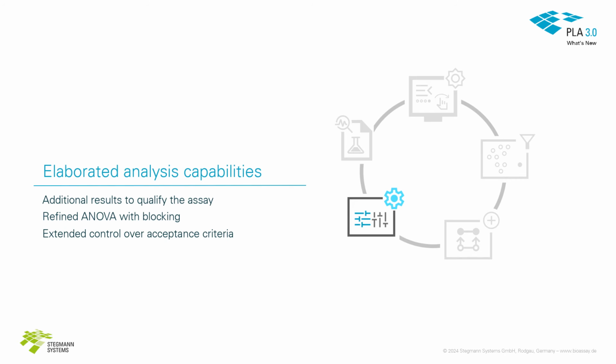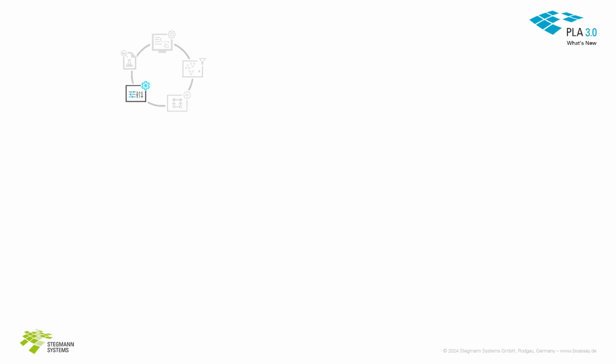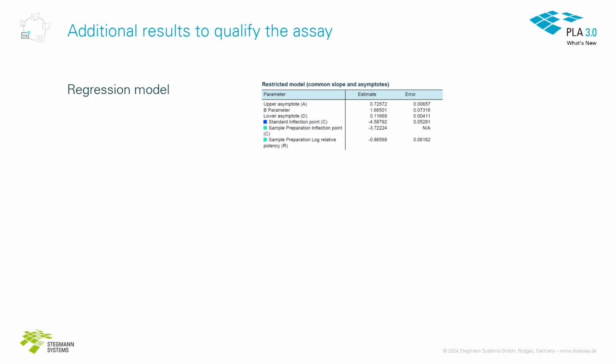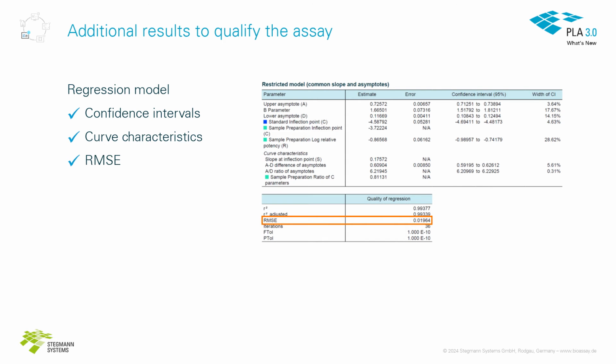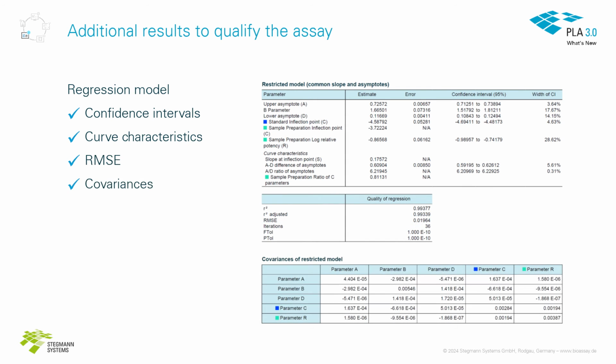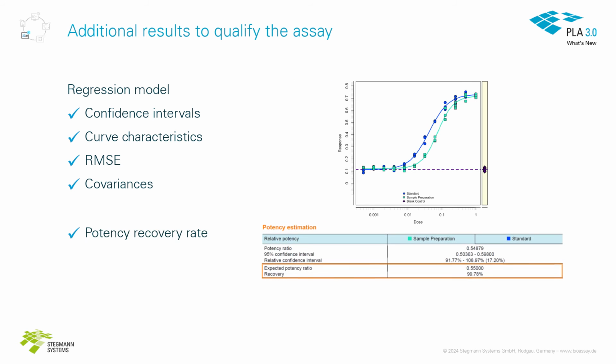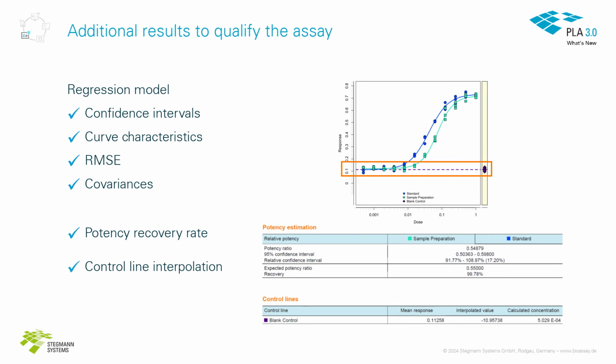We further elaborated the analysis capabilities of the add-on. It now provides additional results to qualify the assay, a refined ANOVA with blocking, and extended control over acceptance criteria. The regression model now includes valuable information about parameter confidence intervals, curve characteristics, the root mean square error, and parameter covariances. You can also calculate the recovery rate of the sample potency and interpolate control lines based on the standard curve.